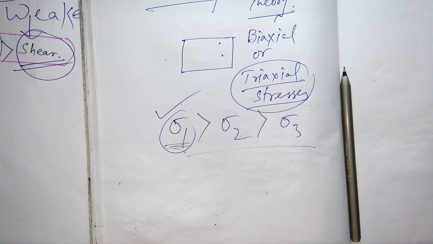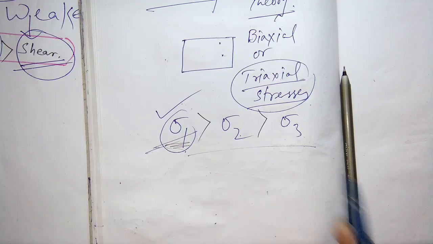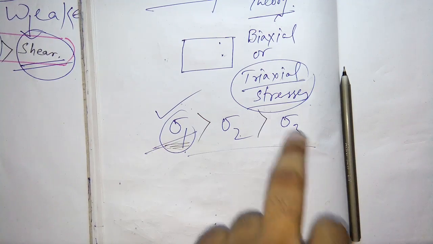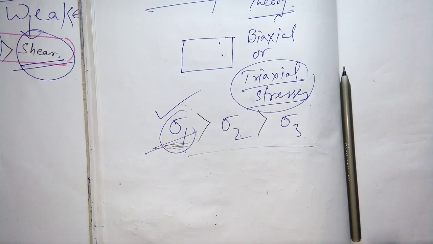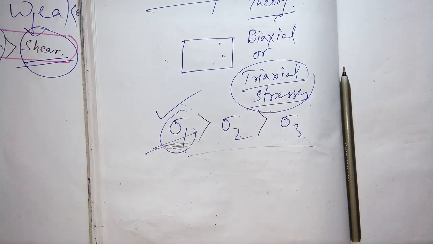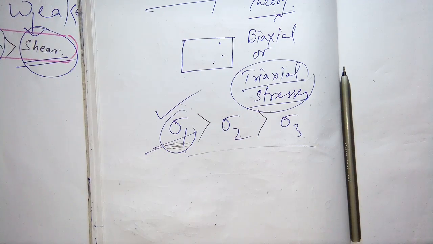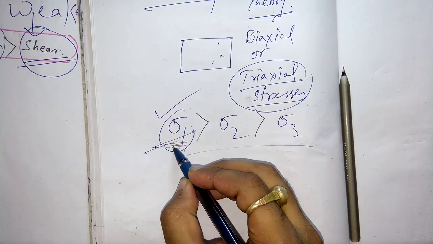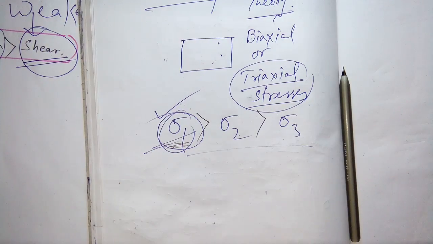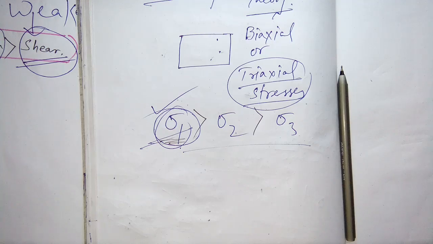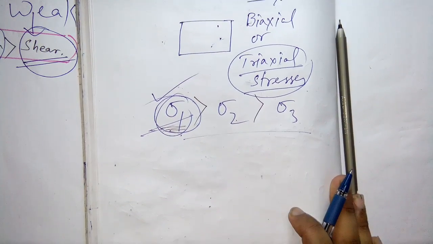Now, we have to find what should be the value of sigma 1 so that this component is safe, that is, failure does not occur to this component. Whether this component is brittle or ductile, we will come to that. But for the time being, you have to find whether this sigma 1 is safe or not. We will find that, and for that, we will understand maximum principal stress theory.